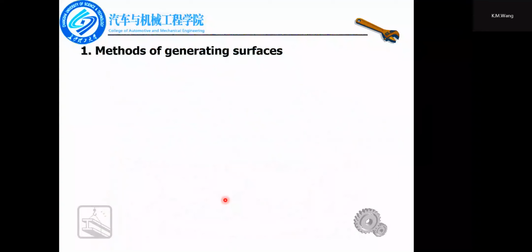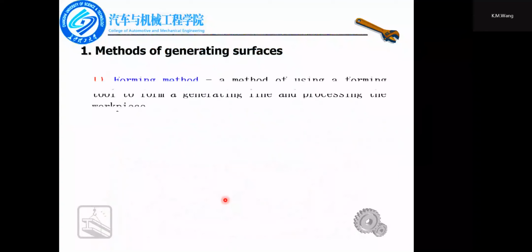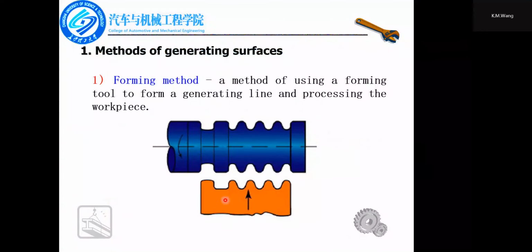And there are some methods of generating surface. The first is the forming method. This is a method of using forming tools. The forming tool forms a generating line and processes the workpiece. Generally, gears usually use this forming method to generate the surface.